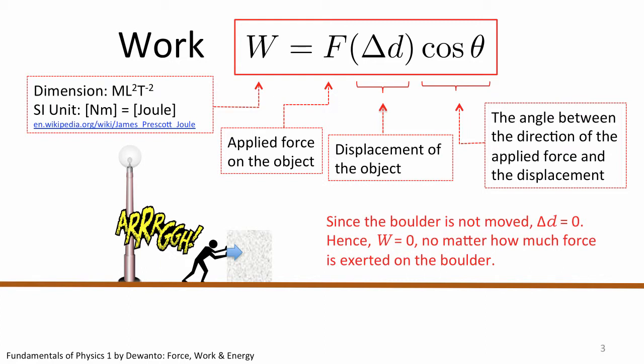Of course, what actually happens is that your applied force is cancelled out by the static friction force between the rock and the ground. The net force acting on the rock is thus 0. F is 0, hence W is 0, hence no work is done.